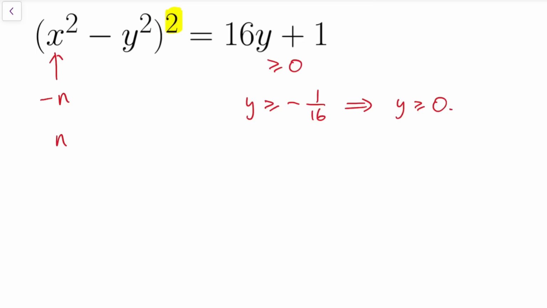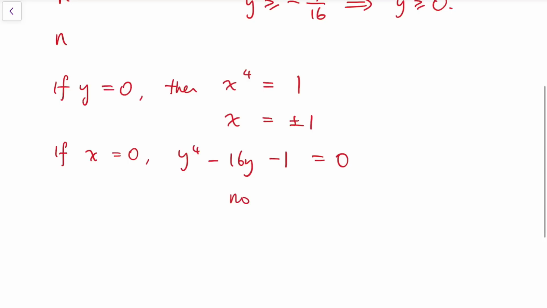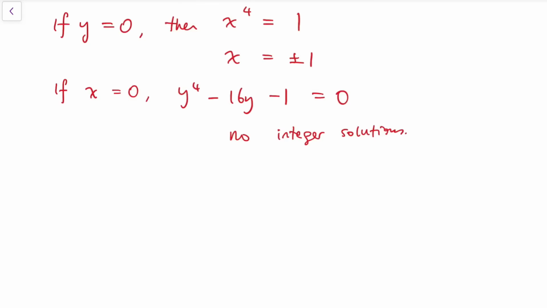Afterwards, I'm going to take a look at what would happen when x or y is equal to 0. If y equals 0, then x to the power 4 equals 1, so x is either plus or minus 1. If x equals 0, then y to the power 4 minus 16y minus 1 equals 0, but there are no integer solutions. So what remains are the positive cases.